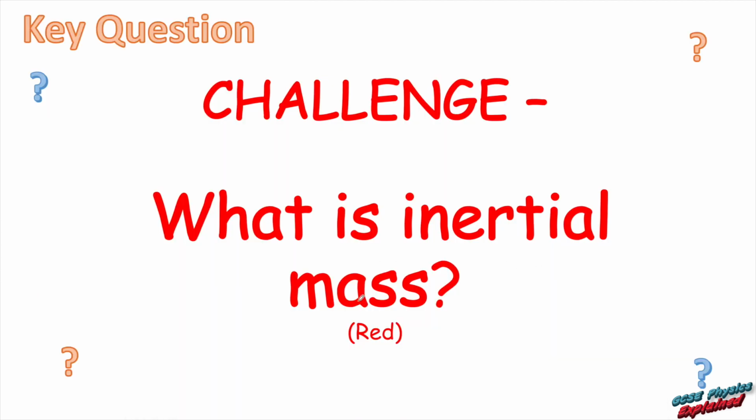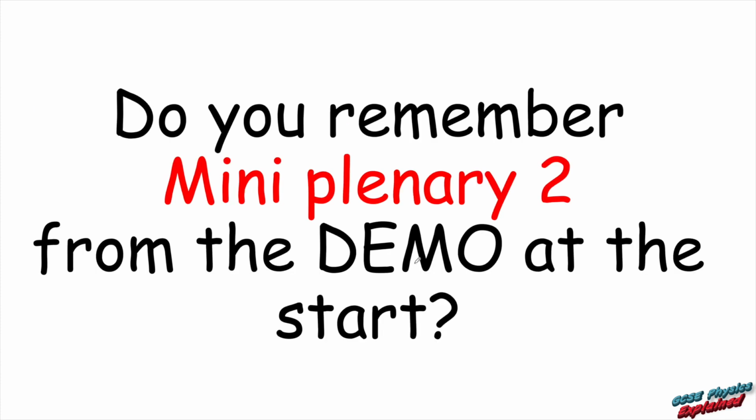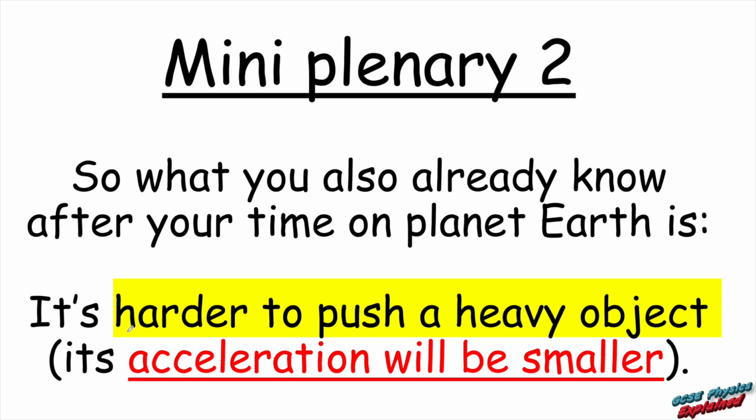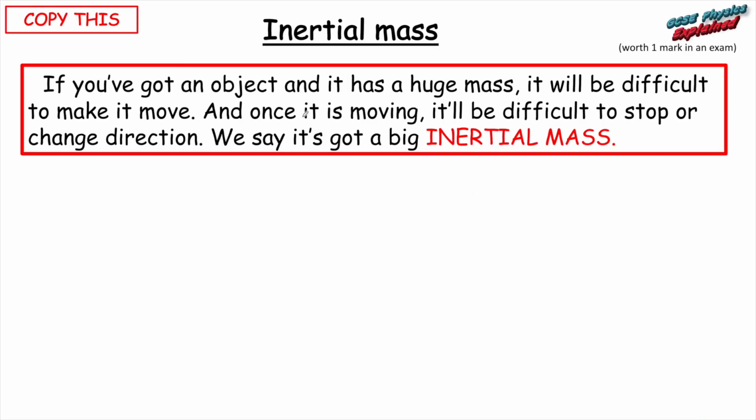Right, what is inertial mass? Do you remember mini plenary 2 from the demo at the start, where we found out that it's harder to push a heavy object? The acceleration will be smaller. Well, the definition of inertial mass is that if you've got an object with a huge mass, it will be difficult to make it move. And once it is moving, it'll be difficult to stop or change direction. We say it's got a big inertial mass.